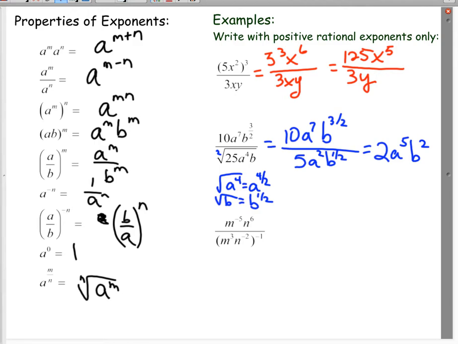Last one. Oh, goodness, negative exponents. I'm going to leave this alone for now. I'm going to deal with this parenthesis at the bottom. Power to power, I multiply. So I have m to the negative 3rd, n to the, ooh, that's nice, positive 2.